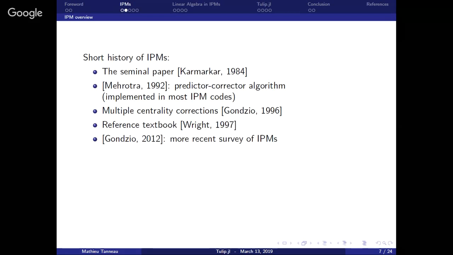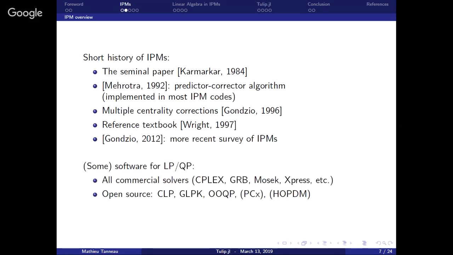So the reference textbook is a book by Wright. And if you want a more recent survey that also tells you a bit about algorithms and more recent developments, you can look at the survey by Gondzio. As far as software goes, pretty much any LP solver should have an interior point algorithm implemented. Any commercial solver will have that, usually under the designation barrier. So if you do Simplex barrier or Gurobi barrier, you're essentially doing primal-dual infeasible interior point.